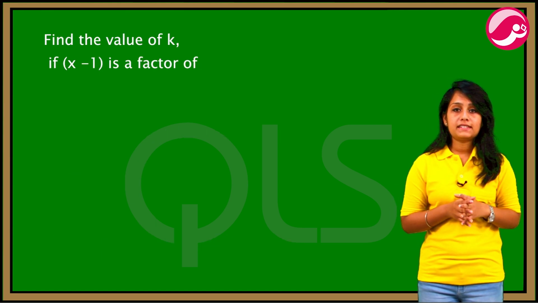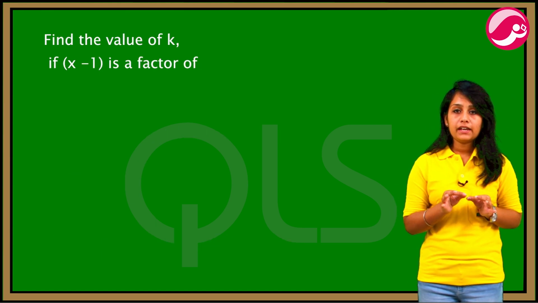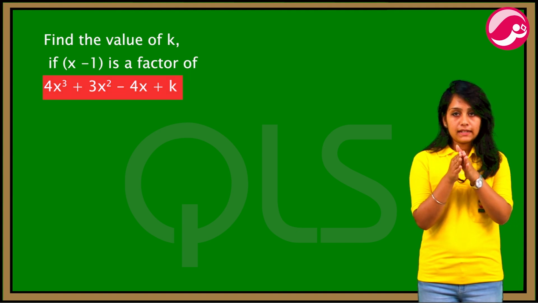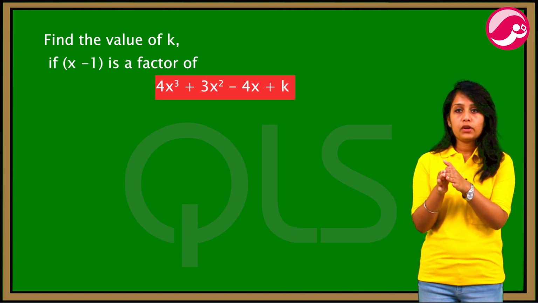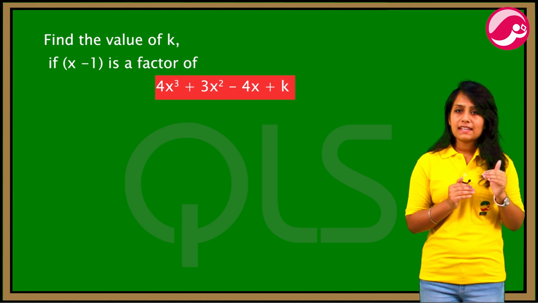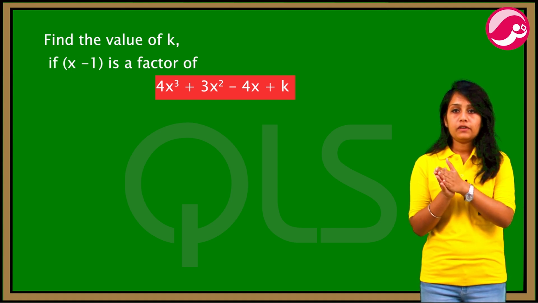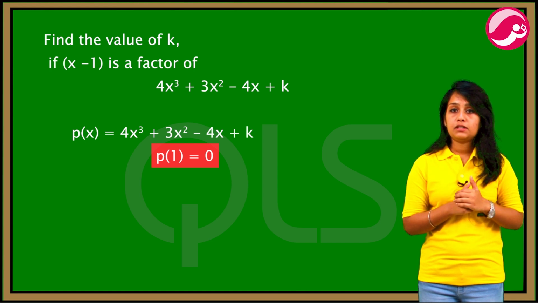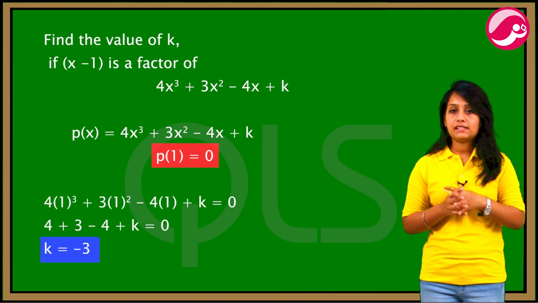Now, taking another example, find the value of k if x minus 1 is a factor of 4x cube plus 3x square minus 4x plus k. Now, as x minus 1 is a factor of p of x, p of 1 is equal to 0. Now, on solving this equation, we get k equal to minus 3.